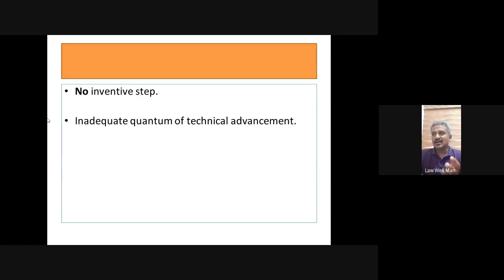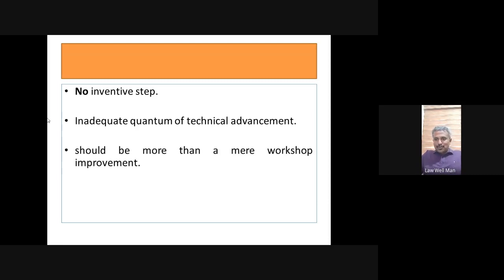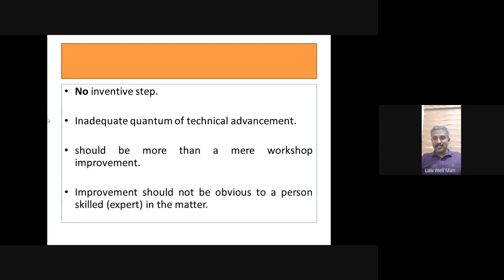Because this is the requirement which really says that the patent will be granted only if there is a technical advancement, only if there is a technical addition from your side, from the side of the person who claims patent. Or rather, the very purpose of the patent law will be served only if this requirement is insisted upon. So it should be more than a mere workshop improvement. That is one of the major observations of the Honorable Supreme Court of India in this particular case, and this is really indicative.